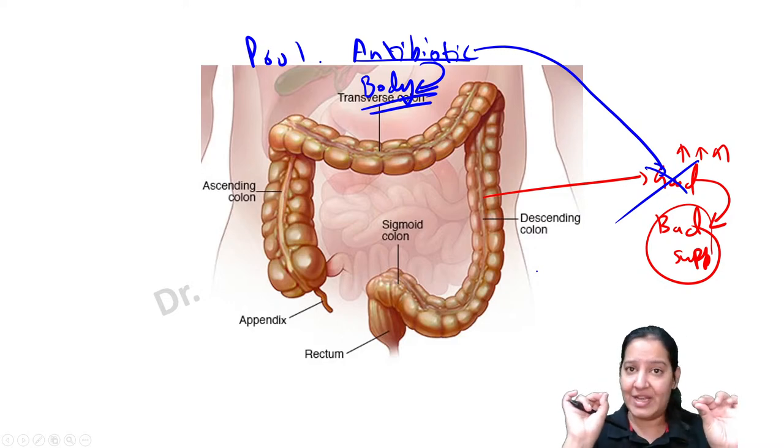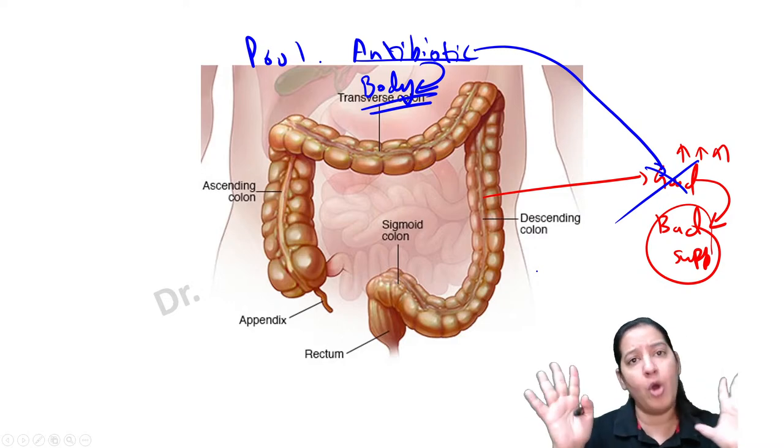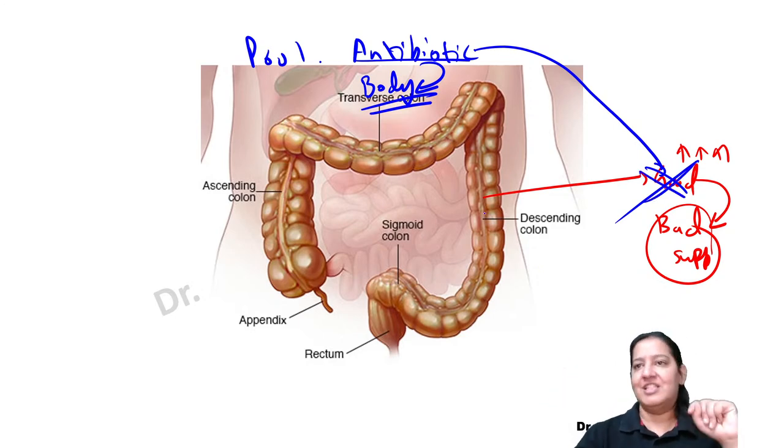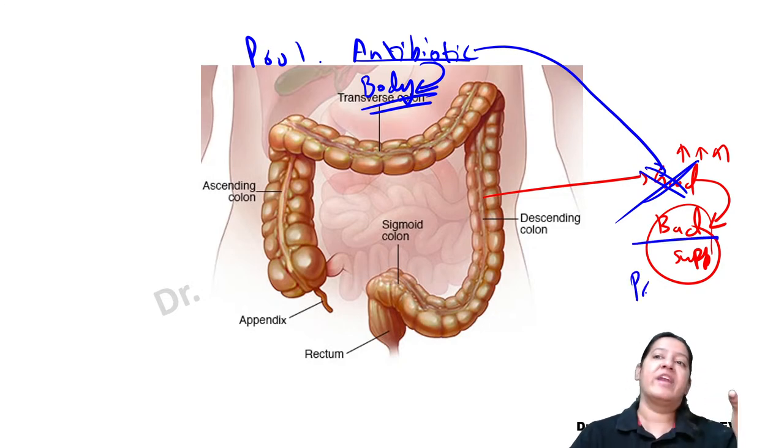The colon has good bacteria. Me also, you also, we all have a colon. Inside the colon, we have good bacteria. These bacteria are killed by that antibiotic, right? That is a side effect of that antibiotic. So the bad bacteria will proliferate. There is no one to stop them, so they will be overgrown.